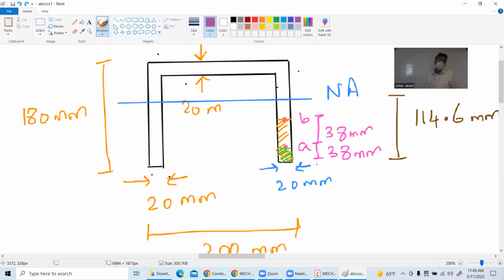The question asks for the average shear stress at A and B. I think I have to write it. So let me write it down for you. Give me the T average at A, T average at B.